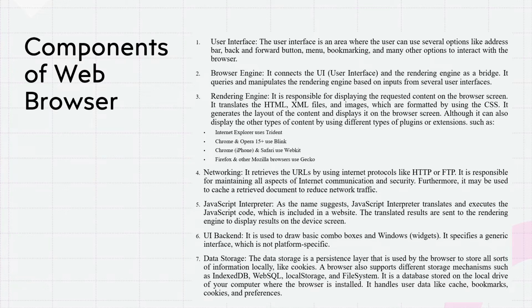Data storage. The data storage is a persistence layer that is used by the browser to store all sorts of information locally, like cookies. A browser also supports different storage mechanisms such as IndexedDB, Web SQL, local storage, and file system. It is a database stored on the local drive of your computer where the browser is installed. It handles user data like cache, bookmarks, cookies, and preferences.